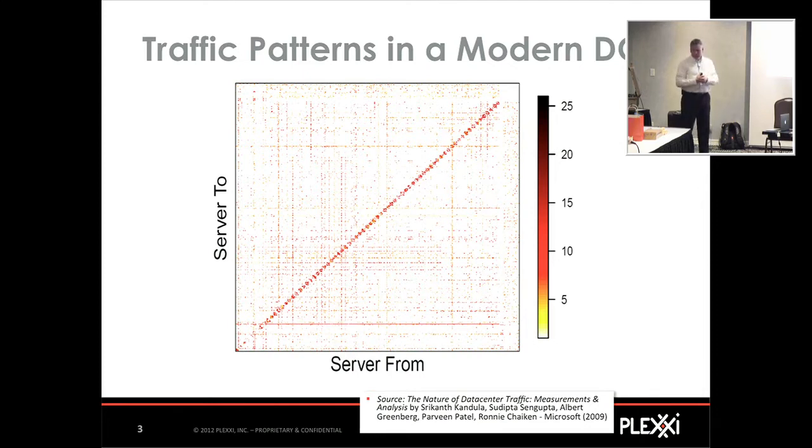that they created. This scatter plot represents what they believe was about a 10-second representative sample of communications between servers. The darkness of the red gave an indication of how much communication was happening between servers in that 10-second sample that they picked. And there's a lot of interesting things you can see in this. The first thing that you very obviously see is this diagonal pattern.